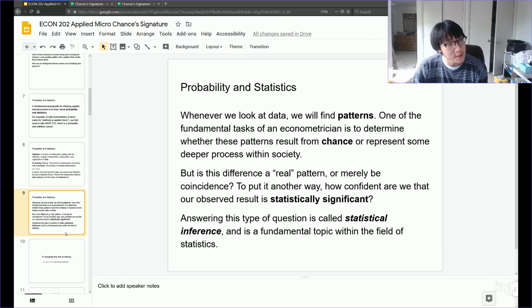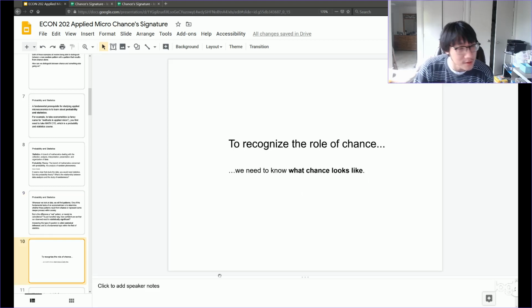So the answer to these questions is this. In order to understand whether something is truly random, in order to understand whether something is the result of chance, we simply need to know what chance actually looks like. What does it look like? And the interesting thing about chance is that it does exhibit a pattern. I know that seems counterintuitive, but chance itself, randomness, has a pattern to it.